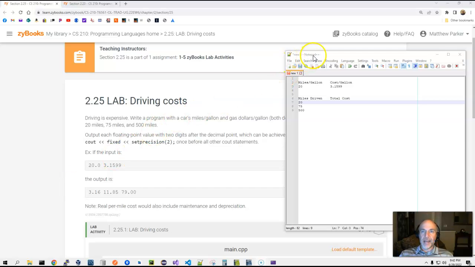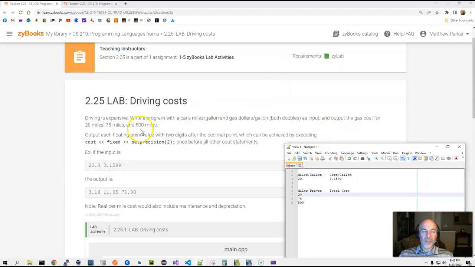So in this lab assignment, we have to write a program where the miles per gallon and the cost in dollars per gallon, both of those doubles, are the input values. These are going to be read in from the console, so you have to use cin to get that input. And then the output is the gas cost for having driven 20 miles, 75 miles, and 500 miles.